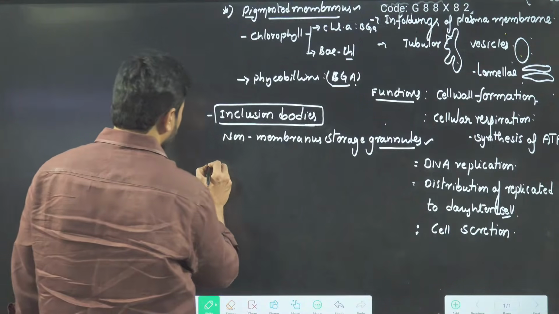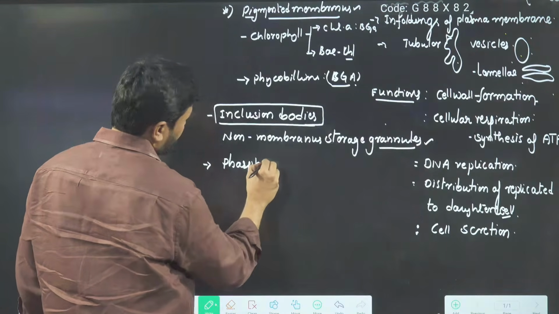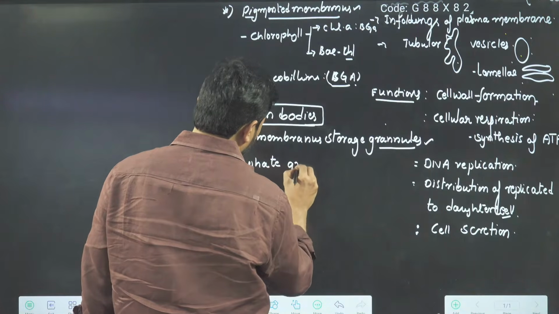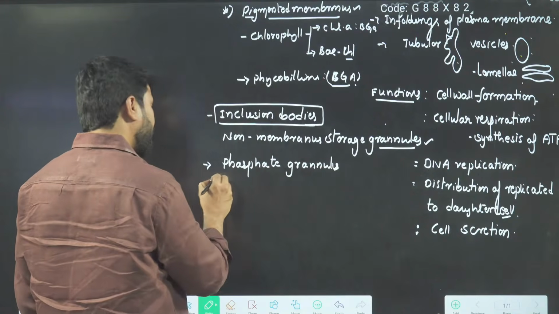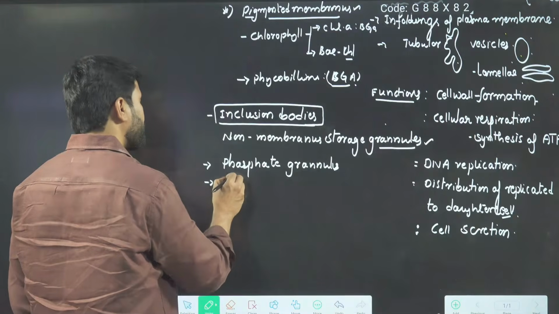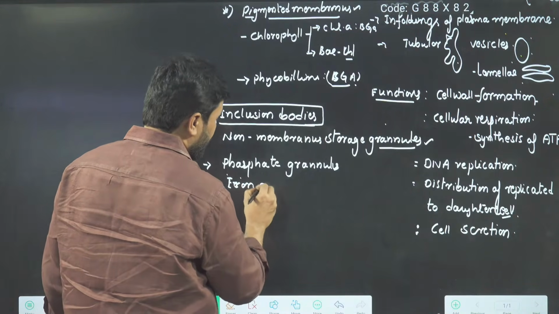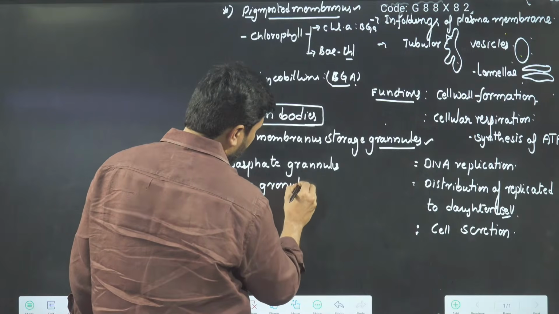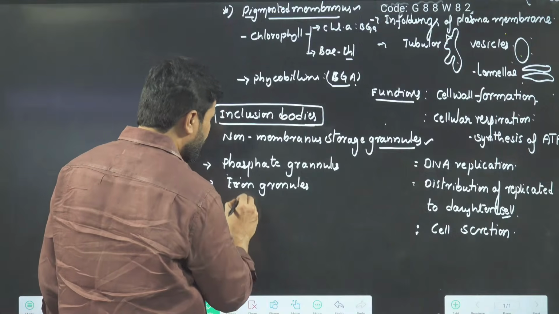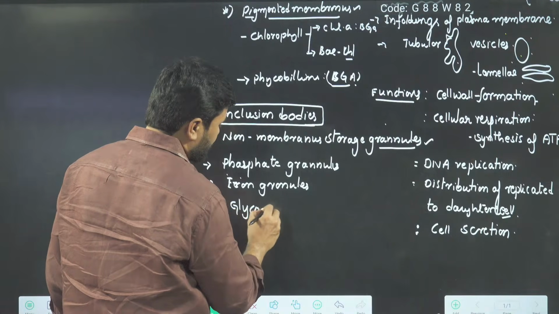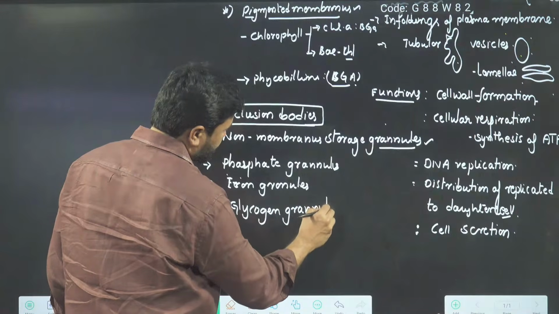Over here, there are some phosphate granules. Some bacteria store phosphate. Some bacteria store sulfur granules. Some bacteria store iron granules. In addition to them, there is a presence of glycogen granules. This is very important. Glycogen granules.